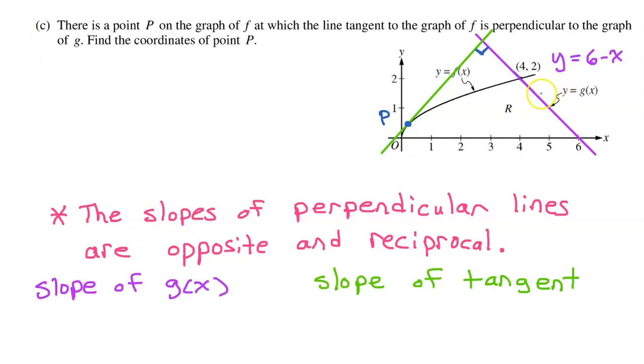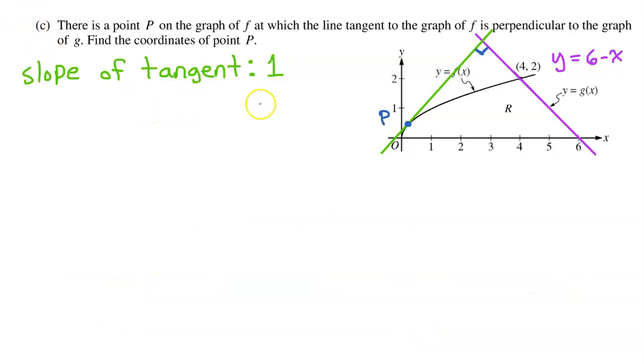We can easily figure out the slope of g of x, and therefore we can get the slope of the tangent line. g of x is given by y equals 6 minus x. This is the same thing as y equals -x plus 6. Remember good old y equals mx plus b? The slope is in front of the x. The slope of g of x is -1. The slope of the tangent line, which is perpendicular, is going to be opposite and reciprocal. So it's going to be positive something, and the reciprocal of 1 is 1. So the slope of the tangent line is +1.